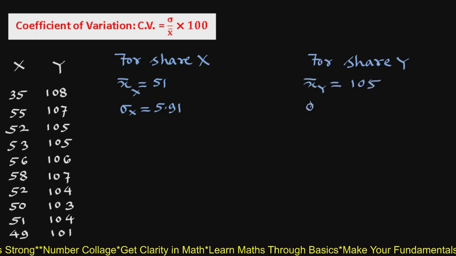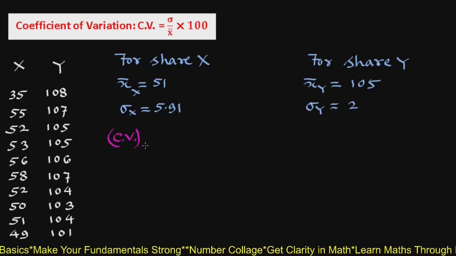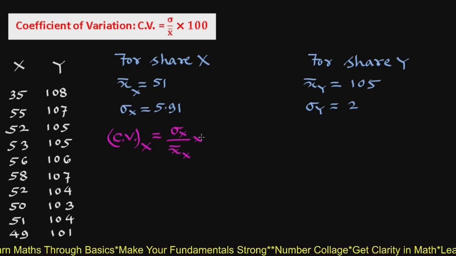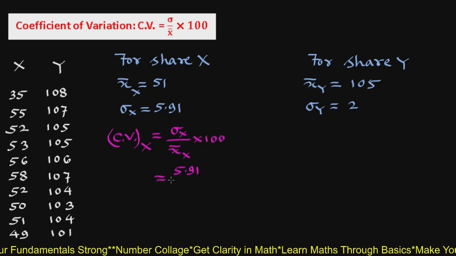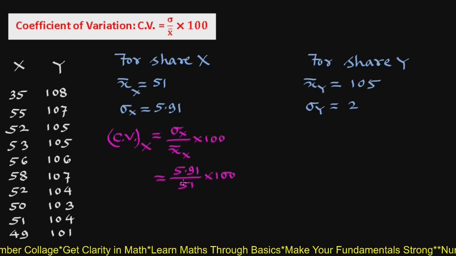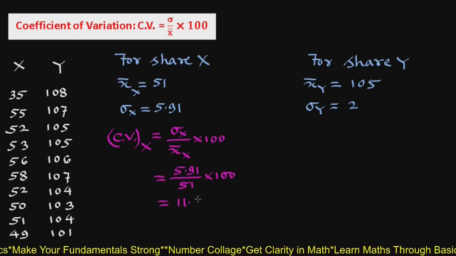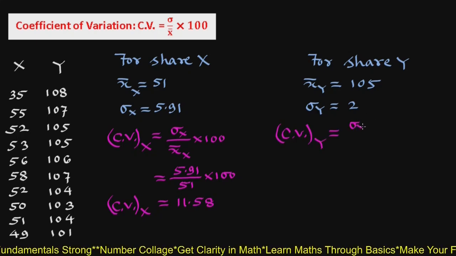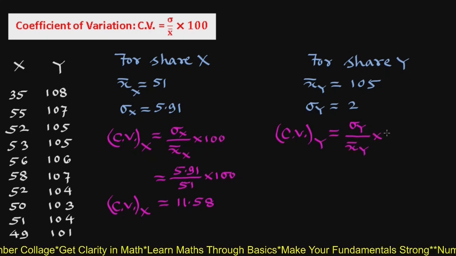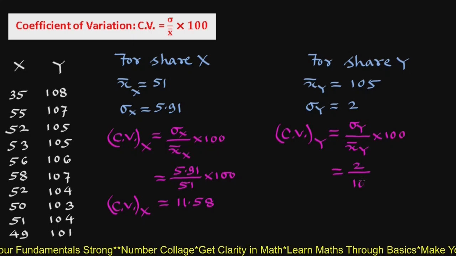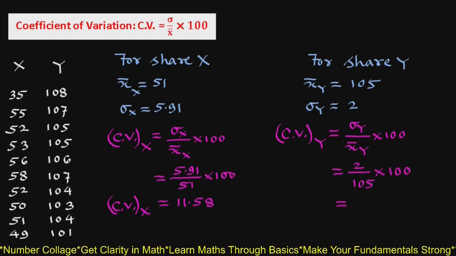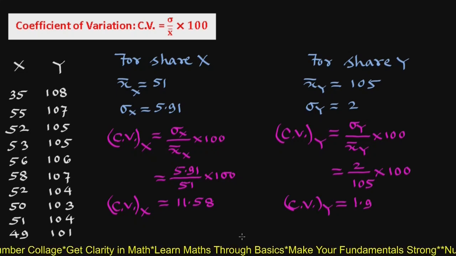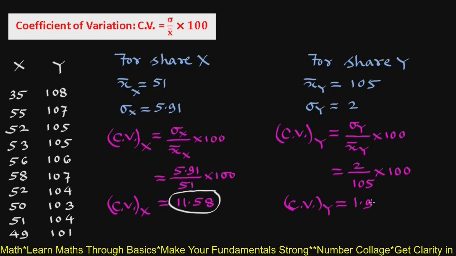and standard deviation 2. Now coefficient of variation for share X is standard deviation upon mean multiplied by 100, which is 5.91 upon 51 multiplied by 100, which is 11.58. And coefficient of variation for share Y is standard deviation upon arithmetic mean into 100, 2 upon 105 multiplied by 100, which is 1.9.